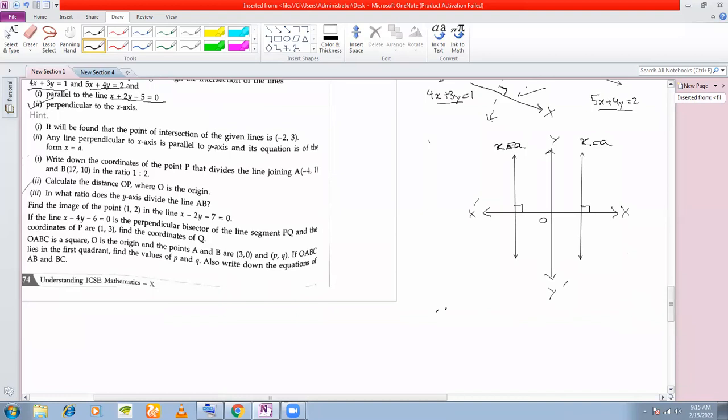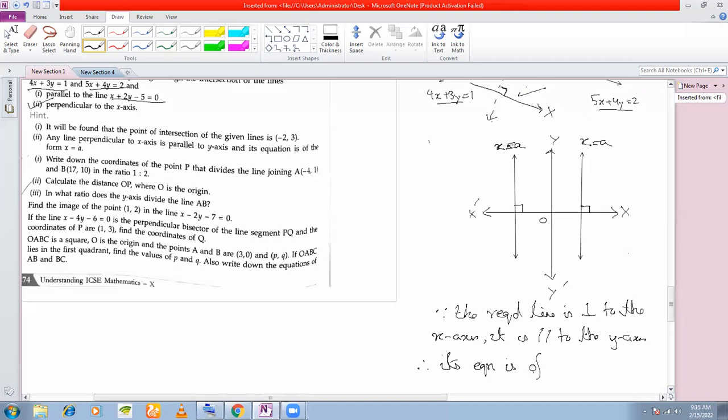So since the required line is perpendicular to the x-axis, it is parallel to the y-axis. Therefore, its equation is of the form x is equal to a, right? Now the question is how to find out the value of a.